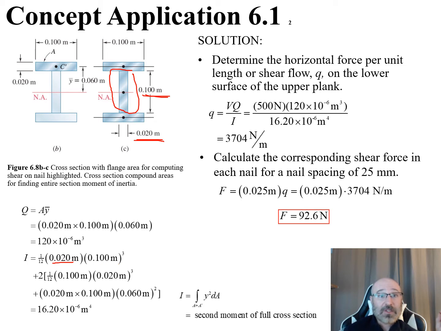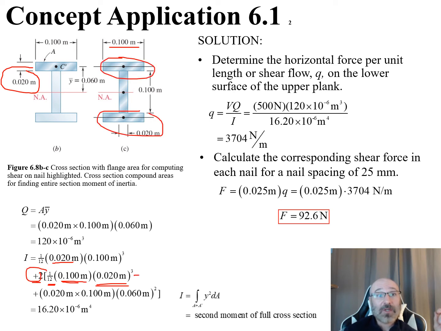So now let's clear this again, and let's deal with the top and bottom plank next. We can say there's 2 of those that are identical. This is 1/12 our base times our height cubed. Well, our base now is going to be 0.1 meters, whereas our height is going to be 0.02 meters. So we have 1/12 times our base times our height, cubed, times 2, because we have the top and the bottom plank that we're taking into account. So that takes into account our 3 planks.